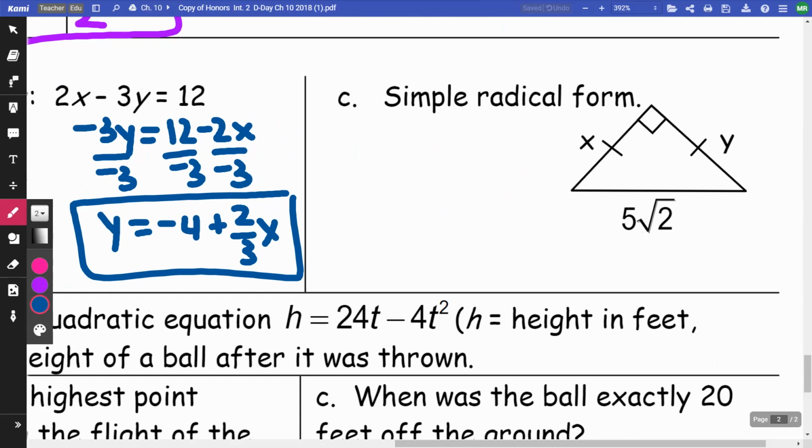On C, this is a 45, 45, 90 because this is an isosceles right. And so these are going to both be 5 because we always take our legs and times them by root 2 to get our hypotenuse.